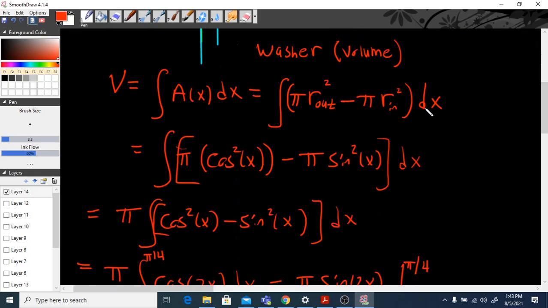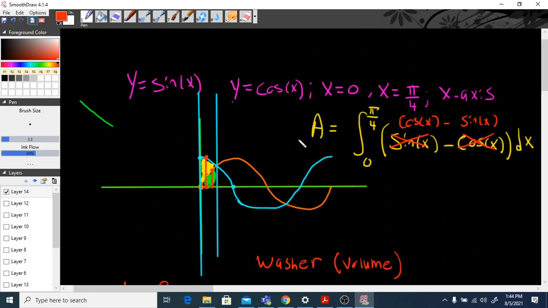Now, when we're doing volume by washer, notice we are not subtracting first. We are squaring first, then subtracting. This is a huge pitfall for beginners, so please be careful. Do not subtract and then square when you're doing the washer method. Square the outer, multiply by pi, square the inner, multiply by pi, then subtract, then integrate. So be very careful about that.